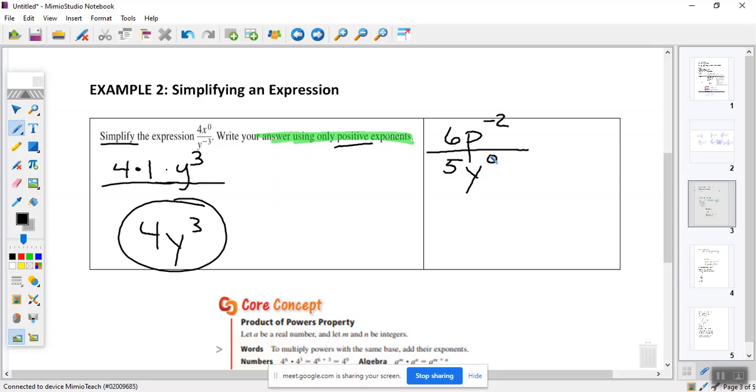Oh, by the way, can I have negative exponents in the end? When you think you got it, or when you're done, just raise your hand so I know you're done.